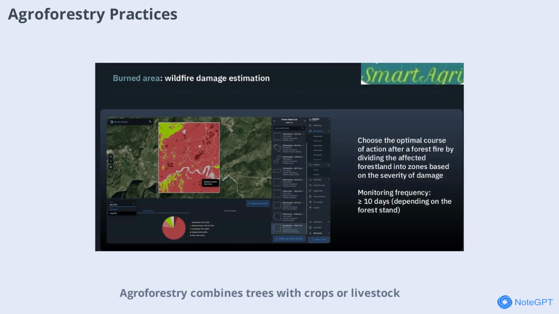Agroforestry combines trees with crops or livestock to create more diverse and productive systems. This approach offers many benefits, including improved soil health, increased biodiversity, and additional income streams. Common practices include alley cropping, silvopasture, and forest farming. Agroforestry supports sustainable land use and helps buffer farms against climate and market fluctuation. By integrating trees into farming, we create resilient landscapes that benefit people and nature alike.